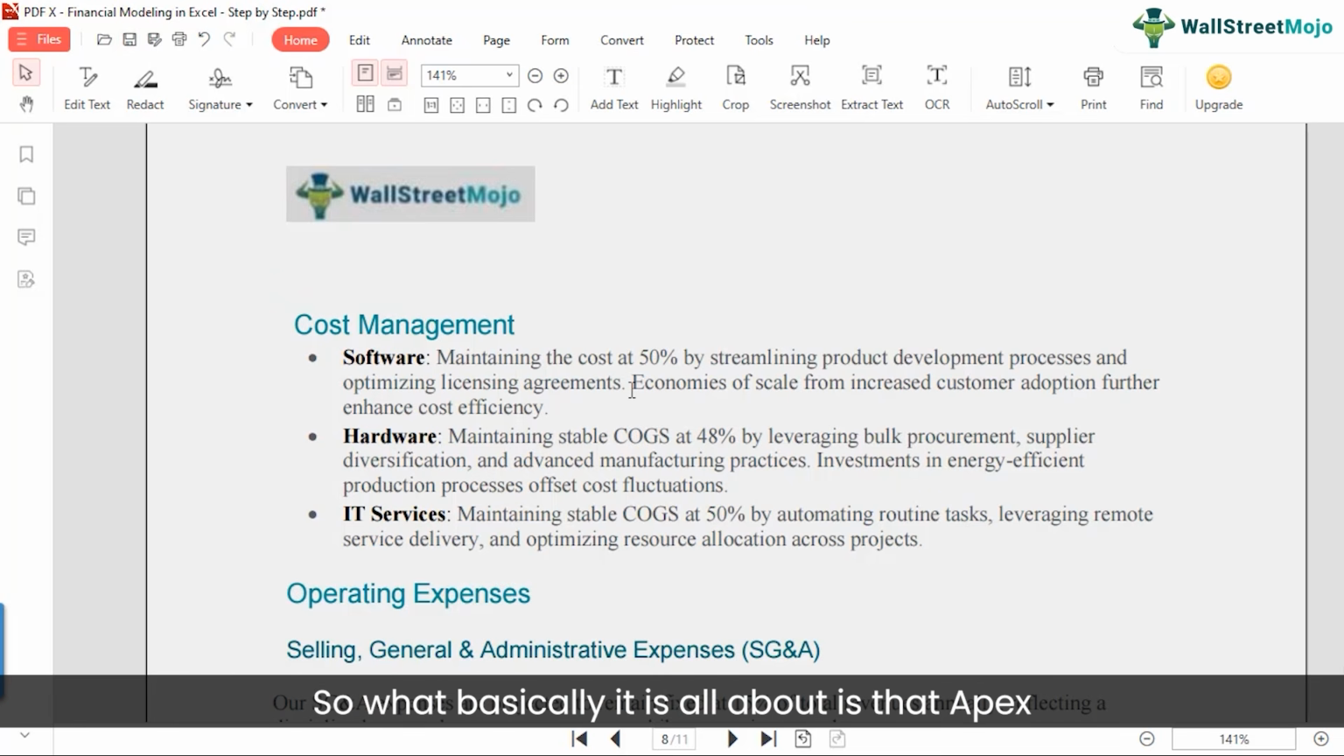So what basically it is all about is that Epic Solution has 3 segments, right? So cost will be 50% of the overall revenue for this segment. Likewise, when it comes to hardware, cost will be 48%. And IT services again will be at 50%.